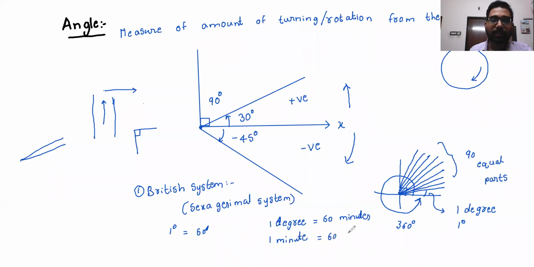That is, 1 minute is 60 seconds. So you take one such minute. This minutes and seconds have nothing to do with our clock, right? Not minutes and seconds of a clock. These are different. If you take 1 degree and divide it into 60 equal parts, one part is equal to 1 minute. And if you take 1 minute and divide it into 60 parts, one part is equal to 1 second. So 1 minute is equal to 60 seconds.